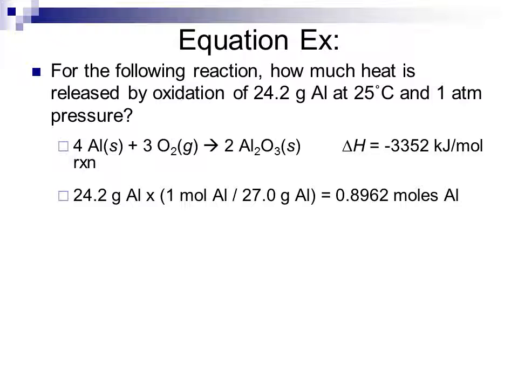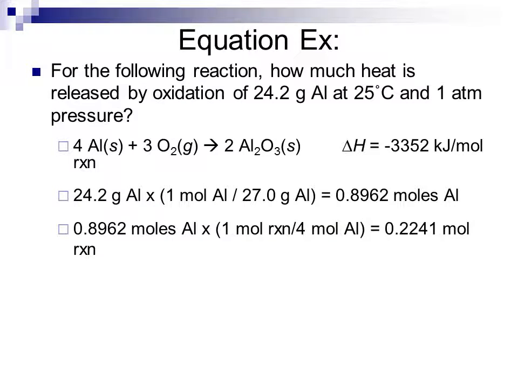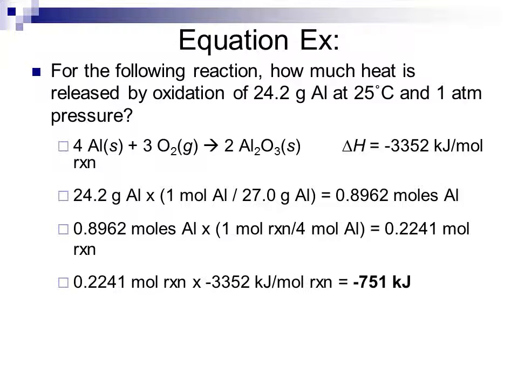24.2 grams of aluminum can be converted to moles by the molar mass, such that I wind up with 0.8962 moles of aluminum. Now, if we look at the equation, the stoichiometric coefficient for aluminum is 4. So in 1 mole reaction of this process, there are 4 moles of aluminum involved. I can convert from moles of aluminum to mole reaction by multiplying by 1 mole reaction per 4 moles of aluminum, which gives me a total of 0.2241 mole reaction. 0.2241 mole reaction times the enthalpy change of negative 3352 kilojoules per mole reaction gives me a total change in enthalpy of negative 751 kilojoules for this particular amount of aluminum.